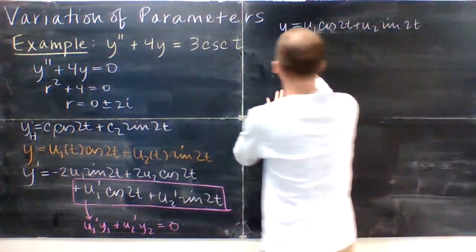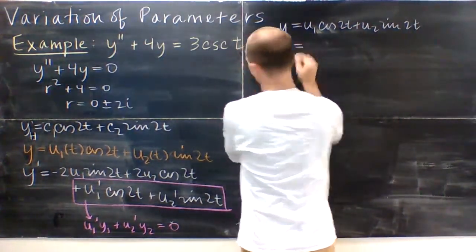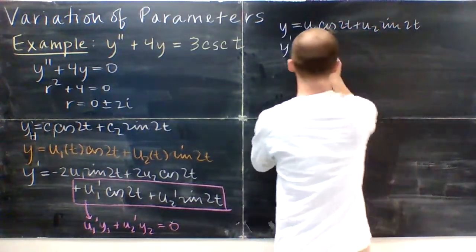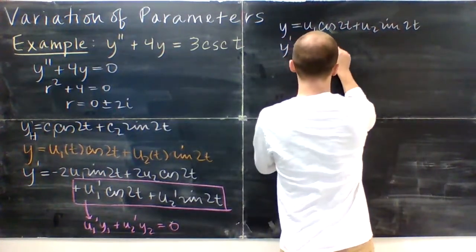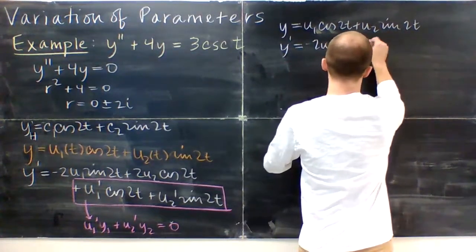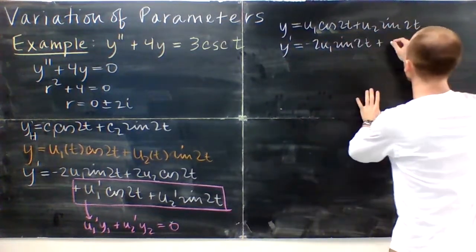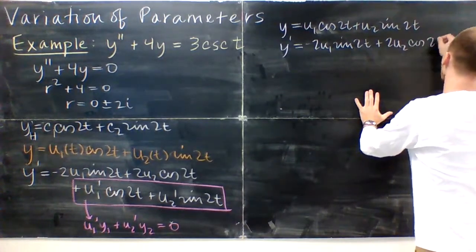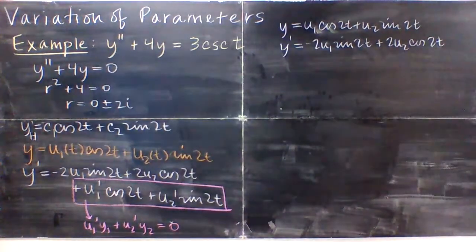Y prime, now that I've imposed my condition, is going to be negative 2u1 sine of 2t plus 2u2 cosine of 2t, and y double prime, okay, I can take that derivative. It's going to involve the product rule. It's going to be a little long, but it'll be all right.